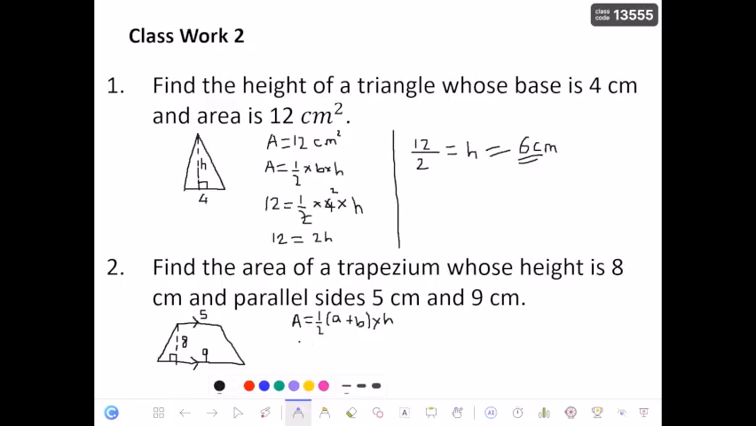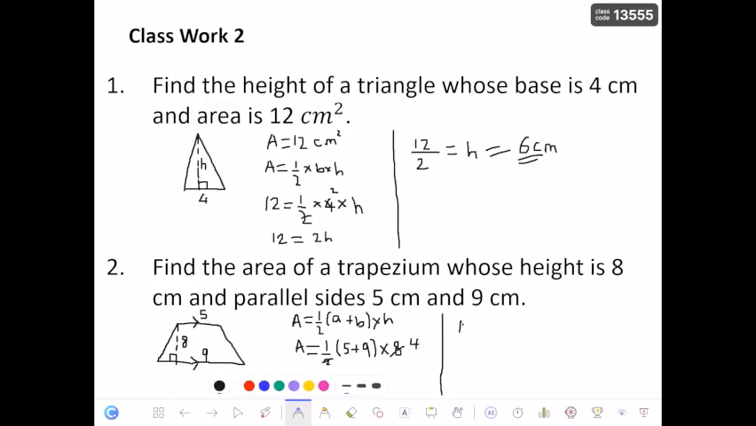So if I just go straight and substitute my values now, A is going to be 1 over 2 in bracket, a is 5, 5 plus 9, then times h. My h in this place now is what? It is 8. So that is that. If I want to solve this, I can cancel 2 and 8 first, which will give me 4 in this place. So let's end it on this corner.